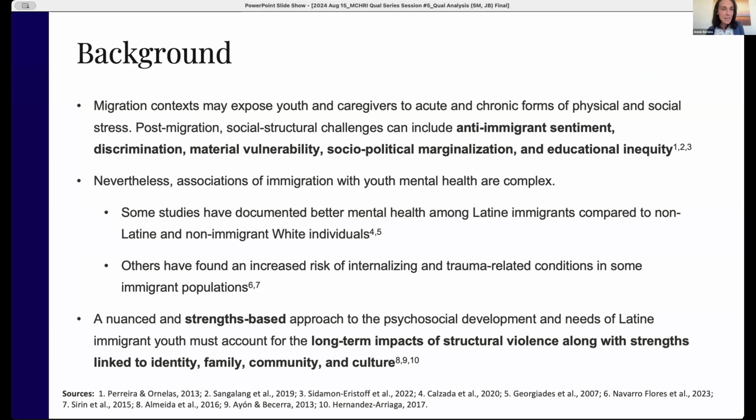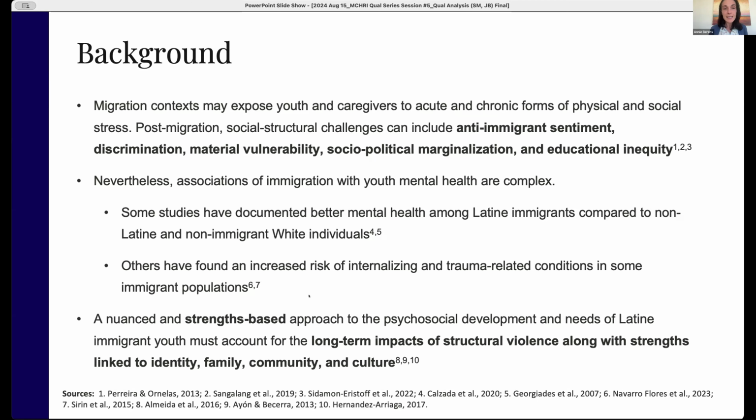So the background for this study was the coming together of some researchers from, I'm in developmental behavioral pediatrics. Dr. Hernandez Arriaga is in education, but has a background in child therapy, and then others in the education field. So we're really broadly interested in how migration experiences influence youth mental health and well-being, acknowledging that migration contexts can expose both youth and caregivers to acute and chronic forms of stress. And then post-migration, there can be social structural challenges across many domains.